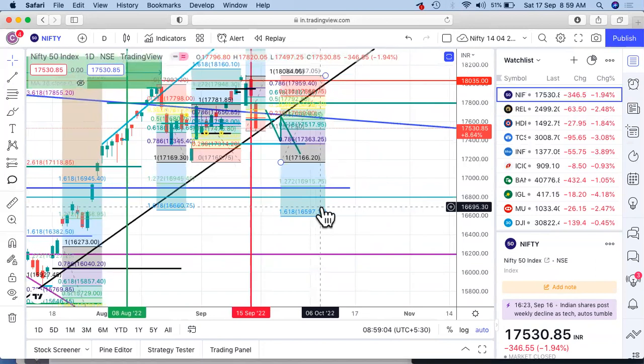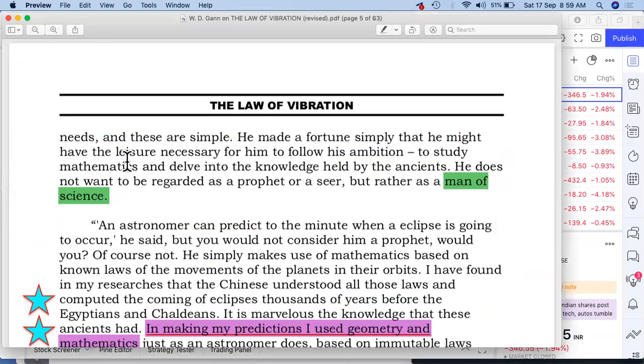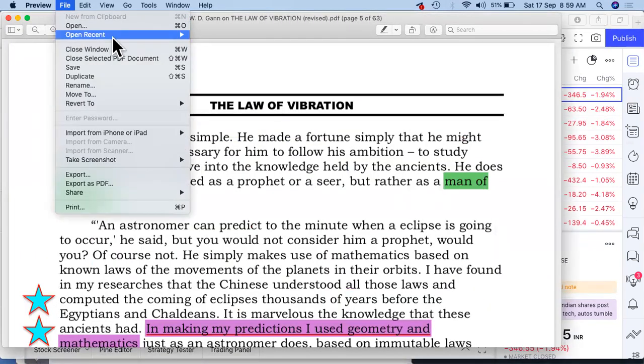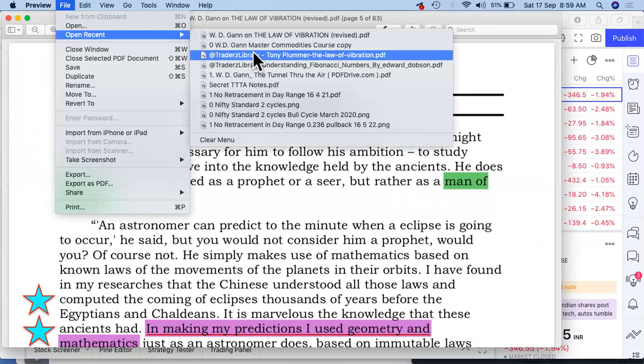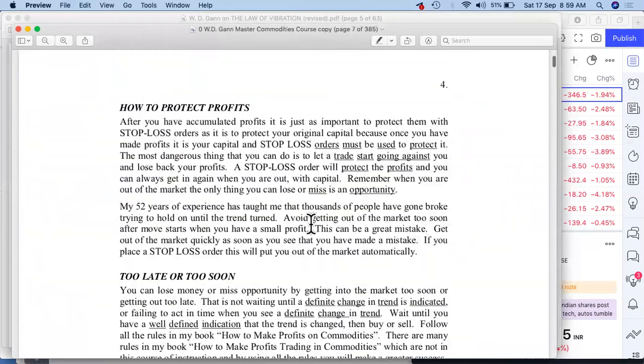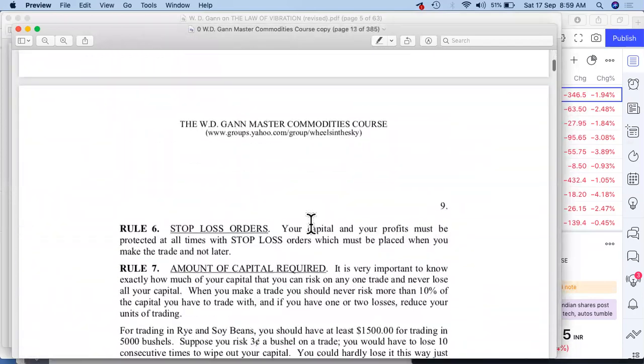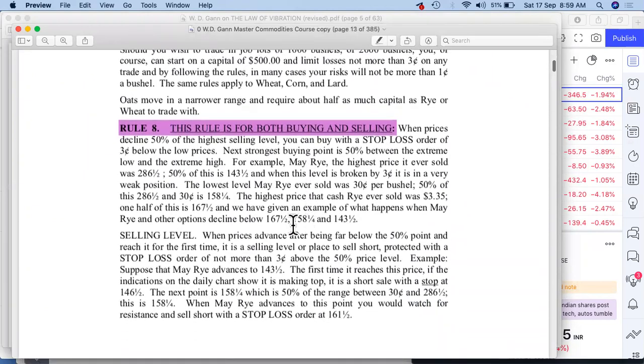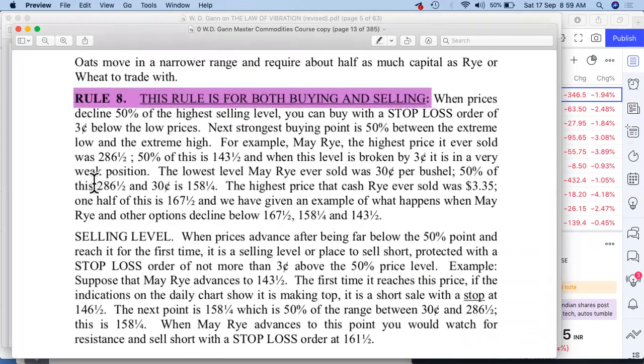This is based on the concepts of W.D. Gann as per his books. Show them the books and where those details have been written. So this is the Master Commodity Course, and if you see somewhere around page number 8, rule number 8, he definitely talks about that. This is the rule for both buying and selling: when prices decline 50% of the highest selling level, you can buy with a stop loss of 3 cents below the low price. The next strongest buying position is 50% between the extreme low and the extreme high.